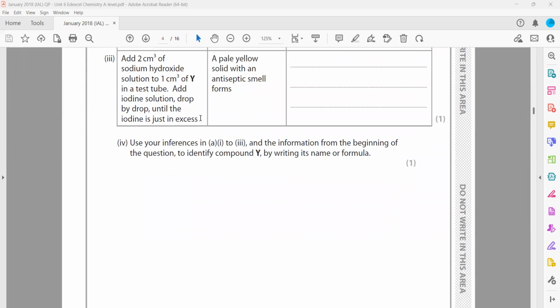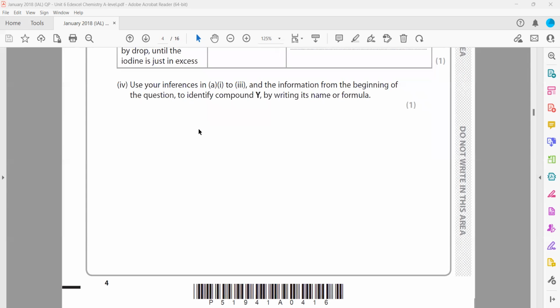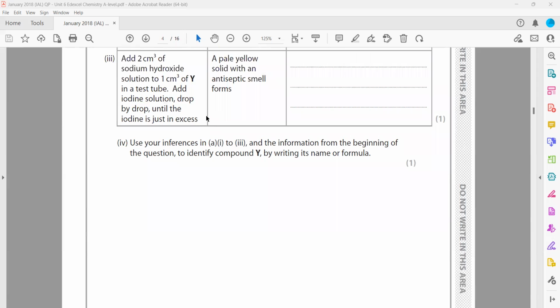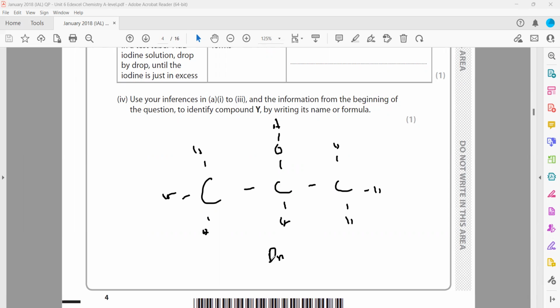Use your inference in A1 to A3 information, then identify compound Y by writing its name or formula. So I just mentioned here that it will be propan-2-ol. OH is attached to the second carbon, with CH3 on one side and CH3 on the other. So it is propan-2-ol. If it was propan-1-ol, then with iodine it should not react.